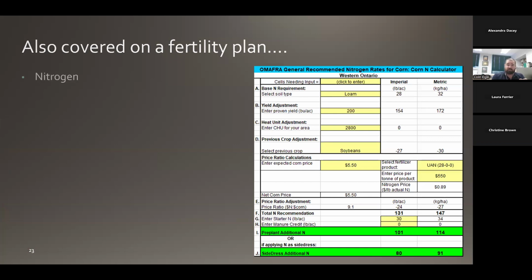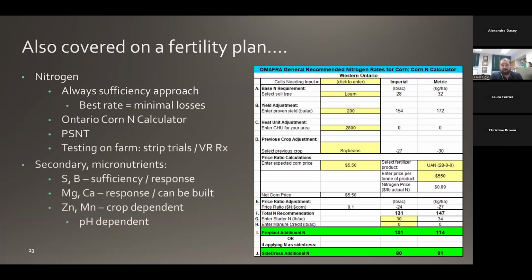So what's also covered on a fertility plan here is nitrogen, and it always uses this efficiency approach. And using tools like the Ontario Corn N calculator, a pre-side dress nitrate test, or testing on farm are the best ways to really get around and understanding what nitrogen works on your farm. So it's not something that's covered on a soil test unless we're looking specifically at that nitrate test. But this is something that is going to be on any fertility plan that you're making for the farm.